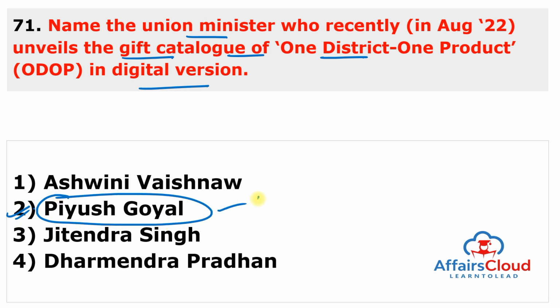So Union Minister of Commerce and Industry Piyush Goyal ji unveiled the gift catalogue of One District, One Product in the digital version in August 2022 during the meeting with Export Promotion Councils and Industry Associations in New Delhi. And One District, One Product in the digital version is to promote and popularize the local products for corporate gifting. It is for gifting purposes. So remember, One District, One Product in digital version was launched by Piyush Goyal ji for gifting purposes.